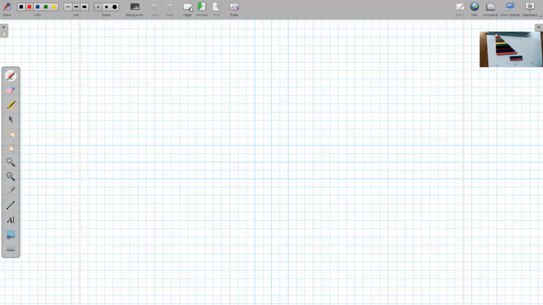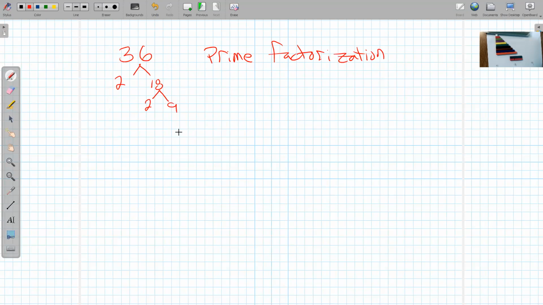Let's try another. How about 36? We looked at that one earlier. And I want to find the prime factorization. And so again, the easiest thing in my opinion is to take 2 into the number, and 2 goes into 36 18 times. And if 2 keeps working, keep doing it till you can't. 2 goes into 18 9 times. Okay, 9 is odd, I'm done with that. So then 3 goes into 9 3 times, and I'm done. The prime factorization of 36 would be 2 times 2 times 3 times 3.